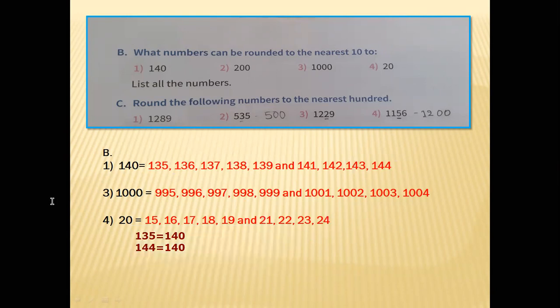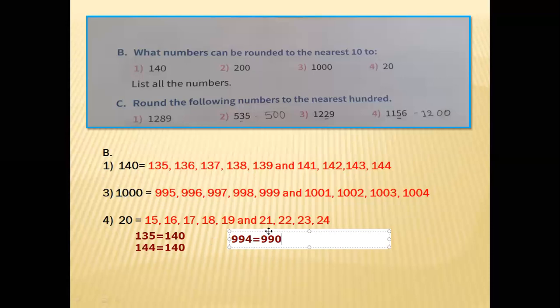You have to list all these numbers like this. Understood now? Next, see second one. Second one you have to do this one, 200. Okay. From which number to which number is nearest to 200, you have to think and write. See third one, 1000. Okay, 1000 means from 995 to 1004. If it is 994, that is not equal to 1000. See 994, nearest to 10 means we have to see the ones place. In ones place 4 is there, so it will become 990. Right, the answer is 990. So it is not nearest to 1000.